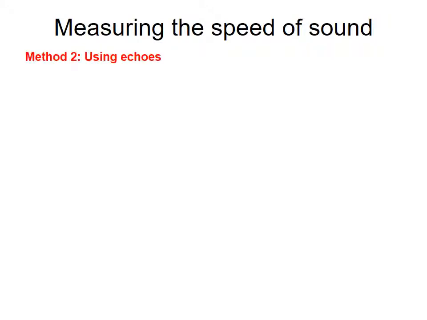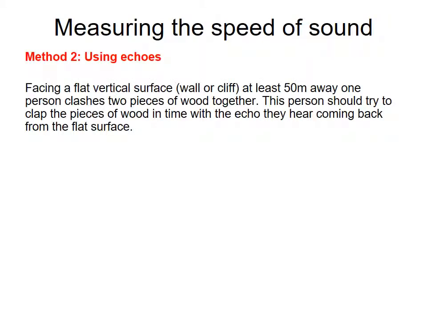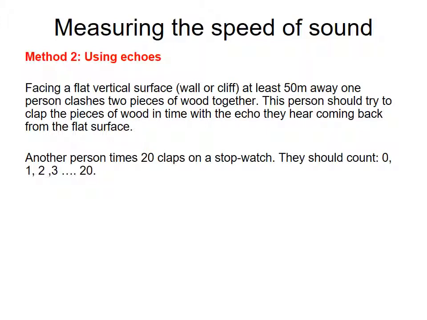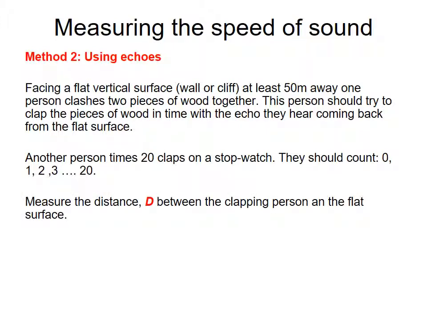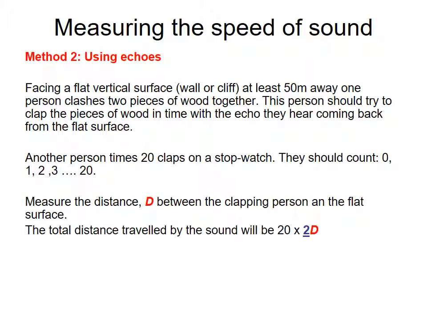Okay, continuing on with measuring the speed of sound. Method 2: you can use echoes. Find a flat vertical surface, a wall or a cliff, at least 50 meters away. One person smashes two pieces of wood together, and the other person sees that, starts his timer, and then the sound comes and he stops his timer. Then you measure the distance d between the clapping person and the flat surface, and the total distance will be 20 times 2d, because you've got 20 claps in this particular example. So the speed is the total distance divided by the time for 20 claps.